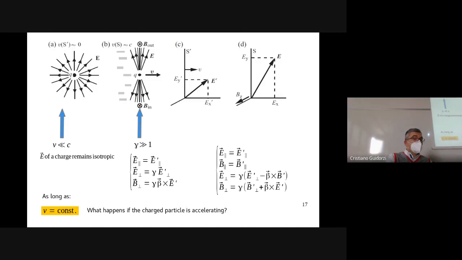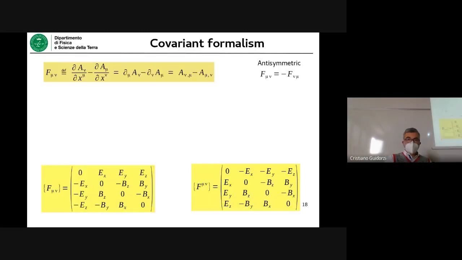Of course, if the particle is accelerating, you already know what happens, both in the non-relativistic case, so in the instantly comoving frame, and in the lab frame, something we already talked about. So getting back to our old friend, the electromagnetic tensor we defined.